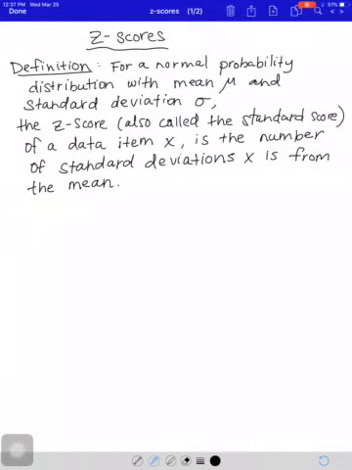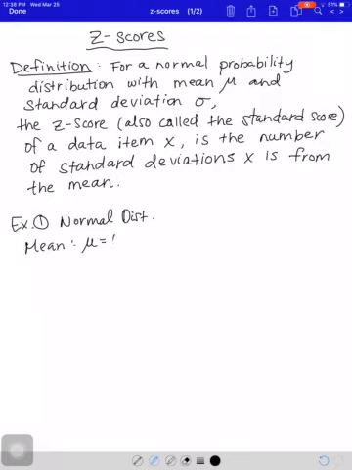Let's take a look at z-scores. By definition, for a probability distribution with a mean of mu and a standard deviation sigma, the z-score, also called the standard score, of a particular data item is just the number of standard deviations away it is from the mean. So for example, let's consider a normal distribution with mean, how about 100?